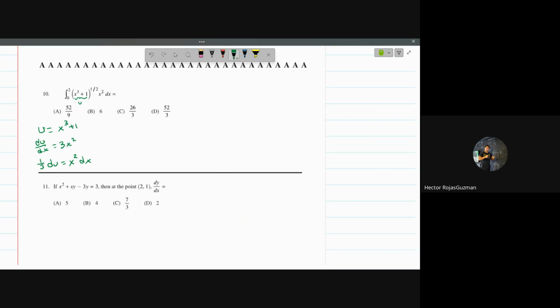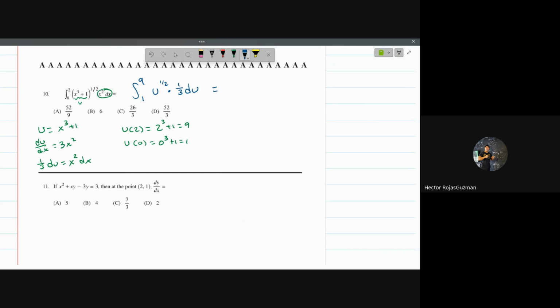And I'm going to leave it like that because check it out. This guy is going to get replaced by a 1/3 du. The integral of u to the power of 1/2 times 1/3 du. I'm also going to change my limits of integration. u of 2 equals 2 to the power of 3 plus 1, which is 9. And u of 0 equals 1. So my limits of integration are now 1 and 9.